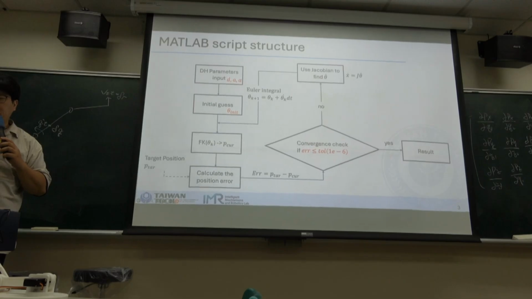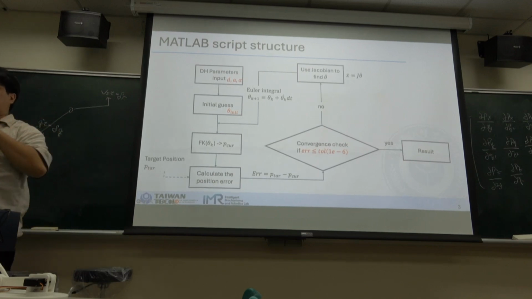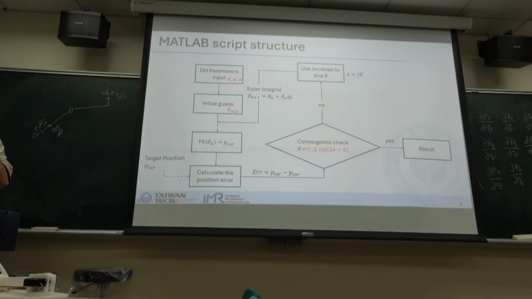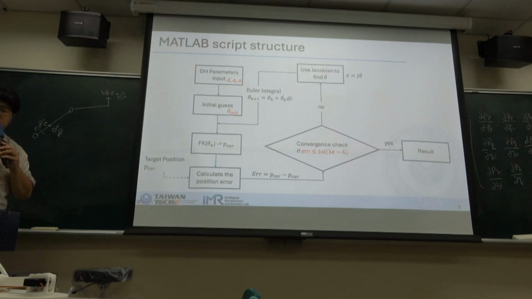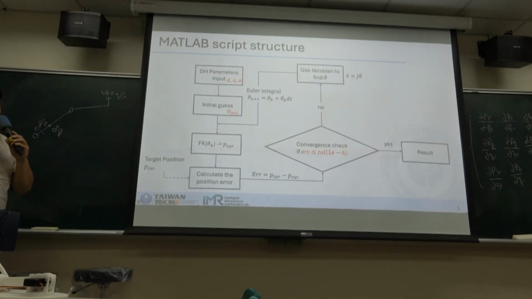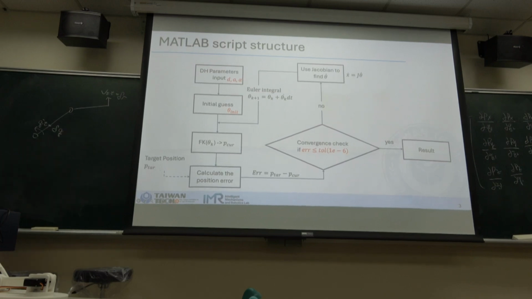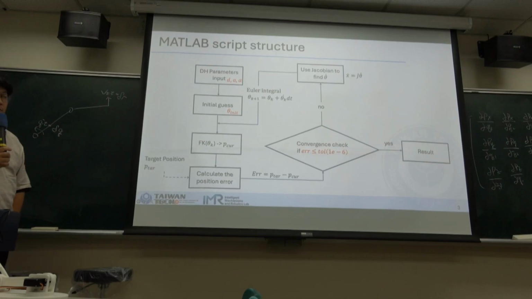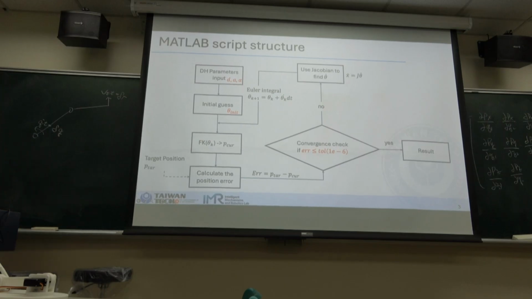But let's see the whole process of this script. You can look at the MATLAB script on Moodle so that you can understand what I'm saying. First, you still need to let the script understand what your robot is, so you need to input your DH parameters. And since it's numerical, you will have an initial guess, so you have to put in your initial theta. In your script, I believe it's 0, 0, 0. It's still our 3 degree of freedom robot arm, so 3 thetas are required.